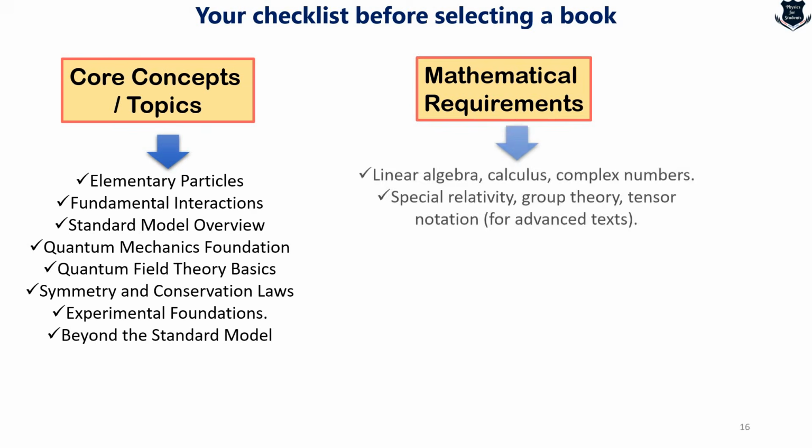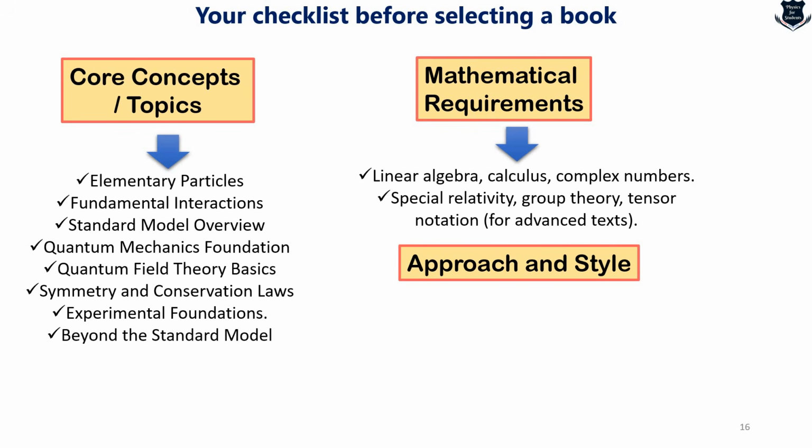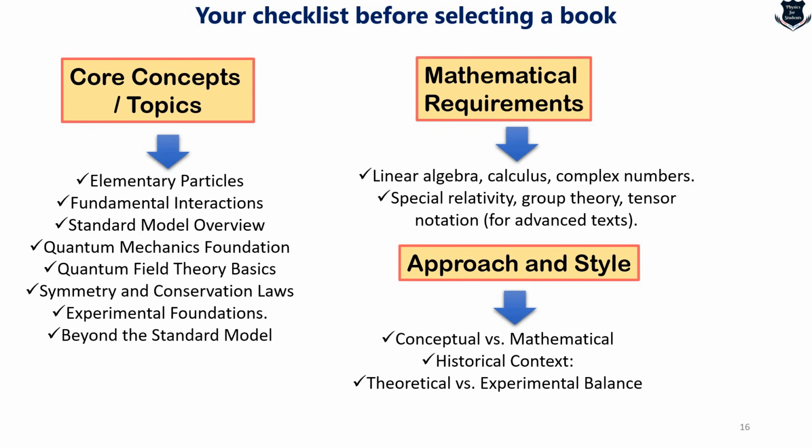The book should have the basic mathematical requirements. That means linear algebra, special relativity, group theory, etc. should be there in the book. And you need to also check the approach and style, because some books develop on historical context, some do not. So what is the concept? Is it conceptual or mathematical? Is it theoretical or experimental? There should be a balance. It should not be only conceptual or only mathematical. It should not be only theoretical or only experimental. There should be a proper balance between these.